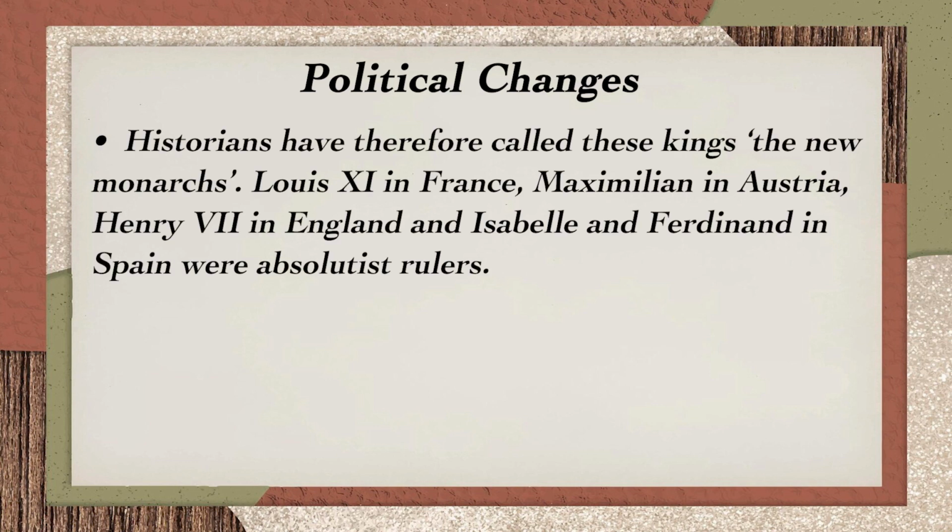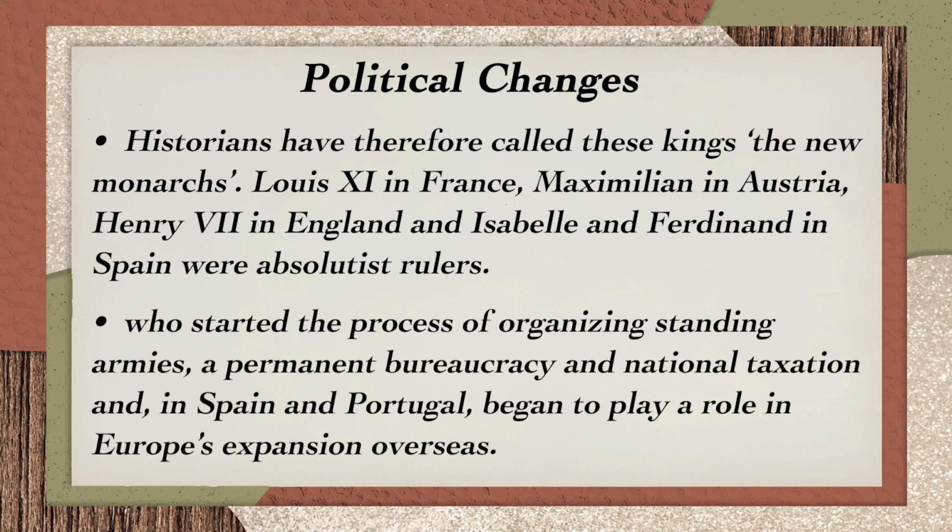Louis XI in France, Maximilian in Austria, Henry VII in England, and Isabella and Ferdinand in Spain were absolutist rulers who started the process of organizing standing armies, a permanent bureaucracy, and national taxation, and in Spain and Portugal began to play a role in Europe's expansion overseas.